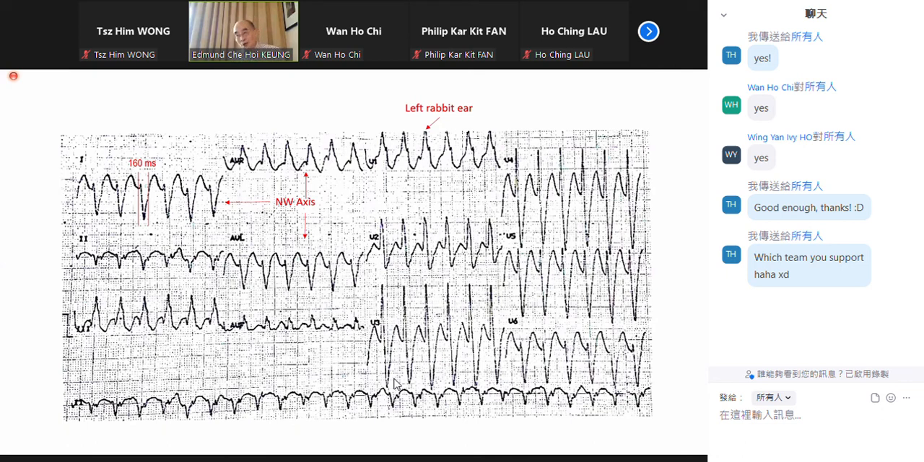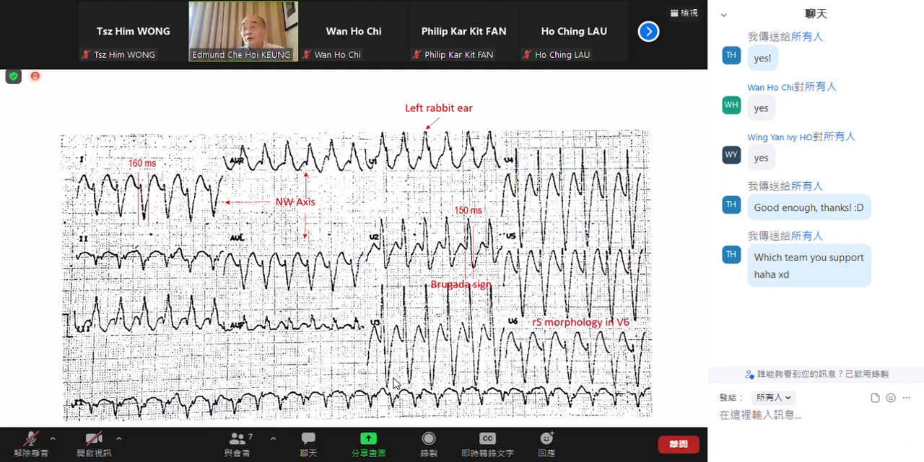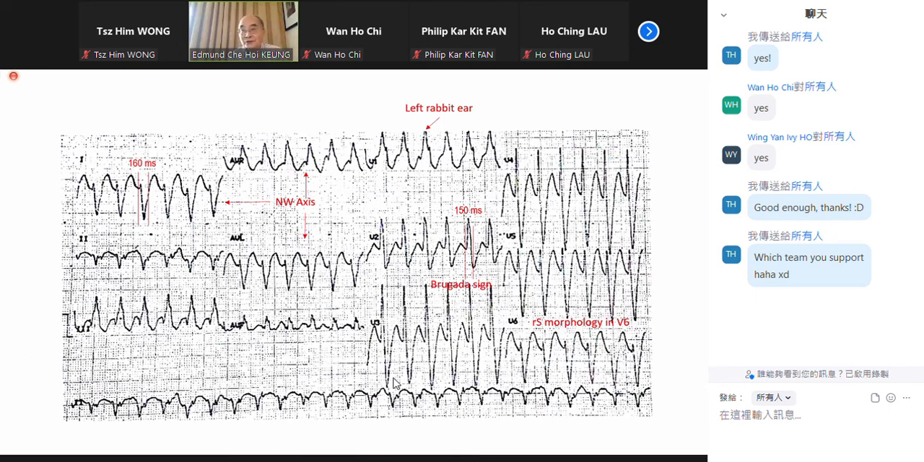Now, then you said I should learn more. I do the Buddha sign. A rate of 150 is VT. And you may also want to look at V6, RS morphology. So you already got it. That is VT. You don't have the Josephson sign because there is no notching that you can tell. But you have enough to say this lady has VT.